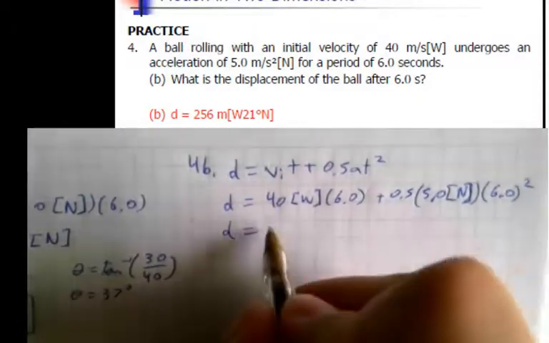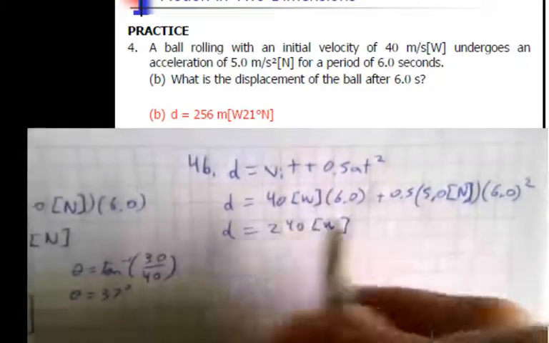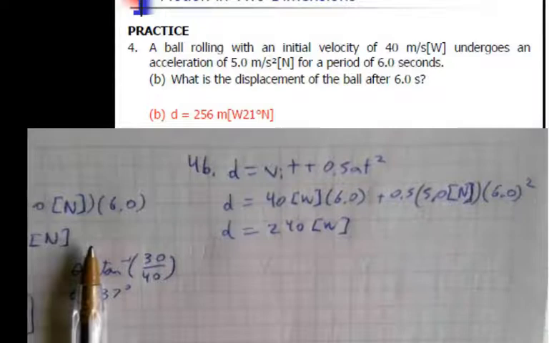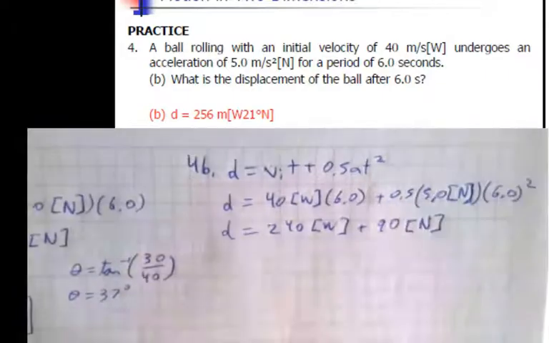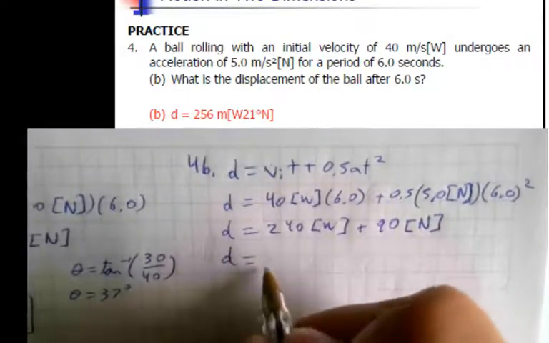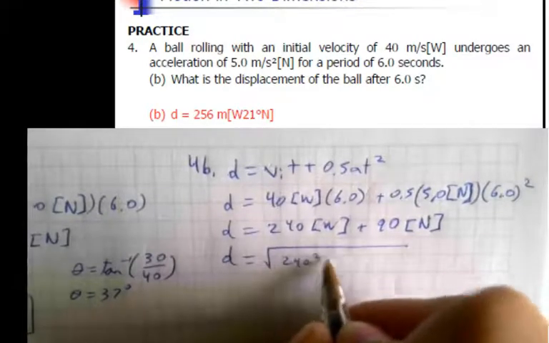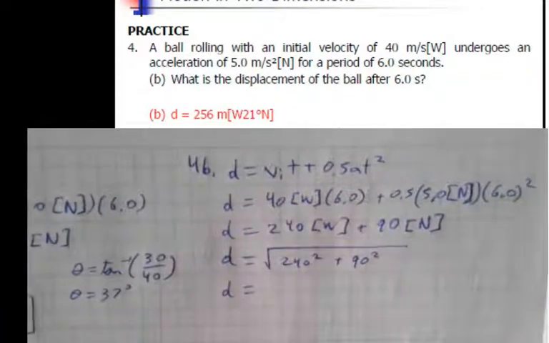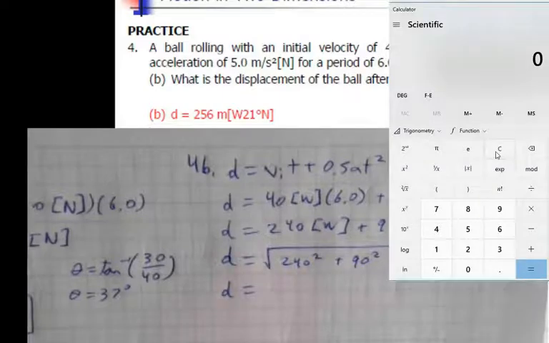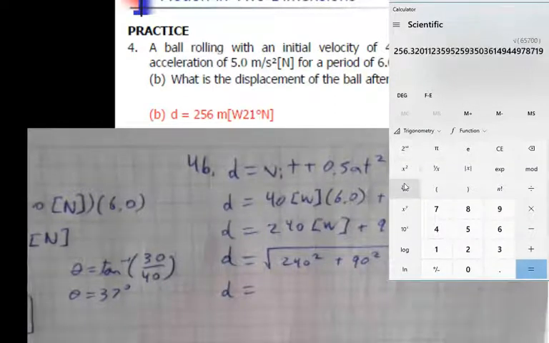So I have to calculate these individually. 40 times 6 is going to be 240 west. And 36 times 0.5 times 5 will be 90. Again, I need to use vector addition here. And this one I'll show you because it is not going to be a nice number to solve. 240 times 240 plus 90 times 90, and the square root of that is 256.